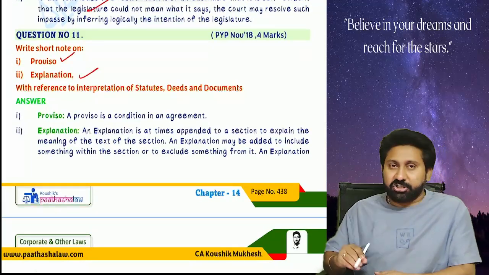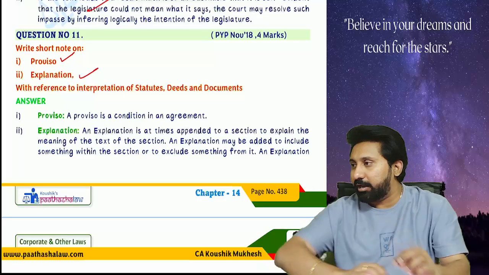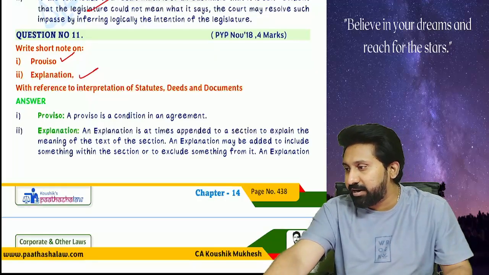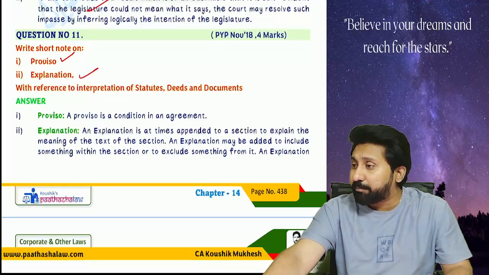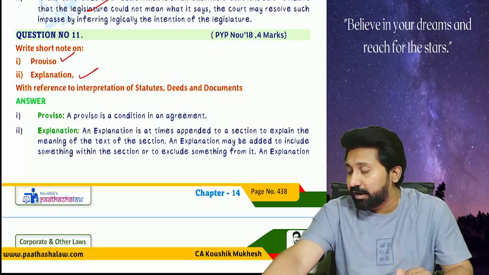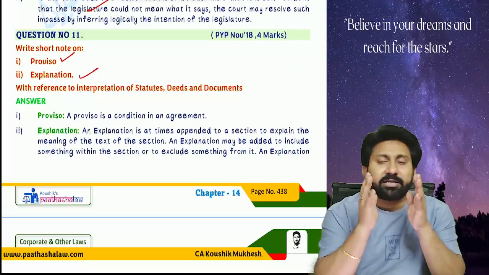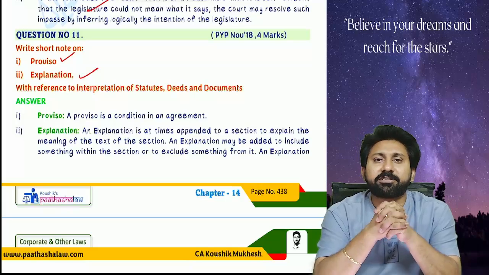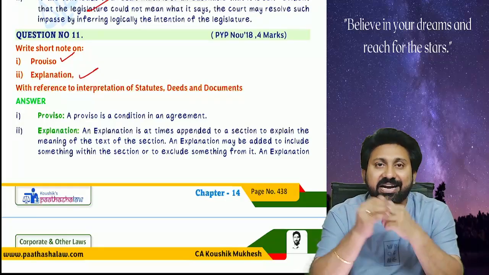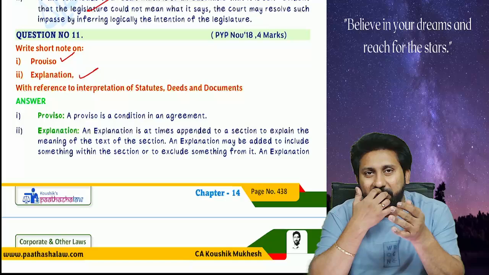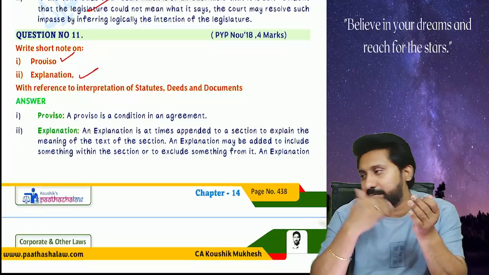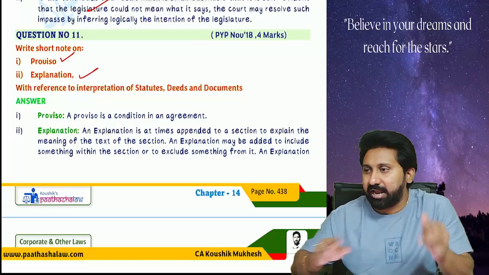Proviso and explanation. The other two things we are going to learn now. What is a proviso? What is an explanation? Let us try to understand it clearly now. Proviso. What is a proviso? Proviso is used to create an exception. Okay, it's a condition. A proviso can be used either to create an exception or to create a condition, as in an agreement.